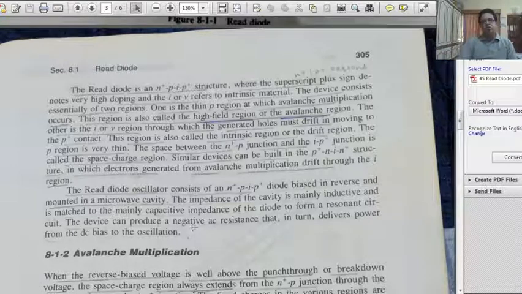The device can produce a negative AC resistance that in turn delivers power from the DC bias to the oscillation. Again, this device can produce negative AC resistance and hence it delivers power from the DC bias to the oscillation. What happens? Power is delivered from the DC bias to the oscillation.